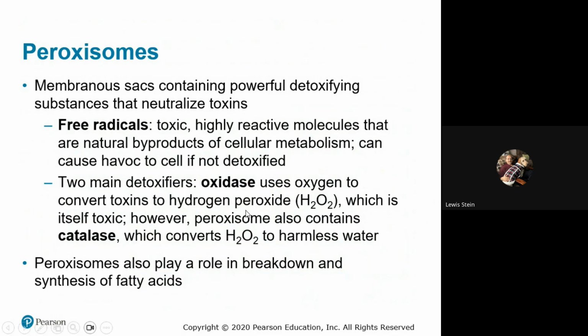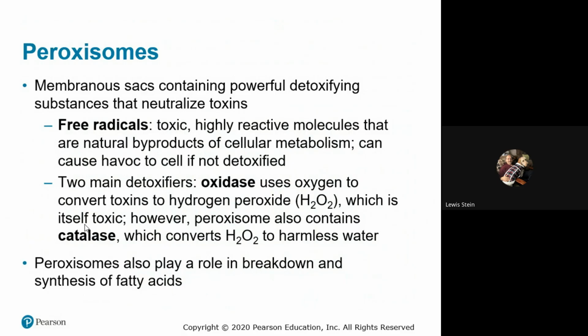What it does is it basically detoxifies in steps. It uses something called an oxidase, which changes it to hydrogen peroxide, the same hydrogen peroxide you might put at home on a cut or a bruise. H2O2 also has free radicals. It's just a little bit safer. And then there's another enzyme in that peroxisome called catalase, and that changes it to water. It's the reason that when you put hydrogen peroxide on intact skin, it does nothing.